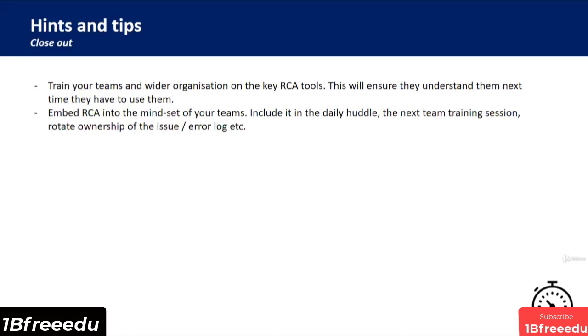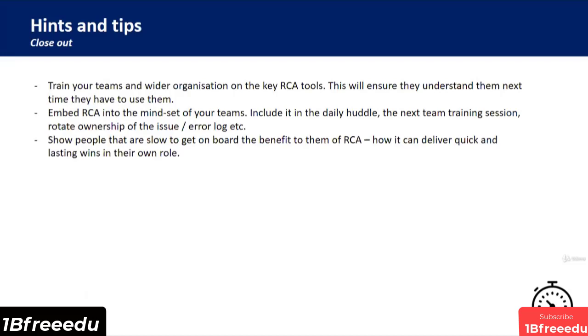Embed RCA into the mindset of your teams. Include it in a daily huddle, the next team training session, rotate ownership of the issue or error log, right? Make sure that when people come to your huddles or your meetings, if they come with an issue, they automatically come with a potential solution.